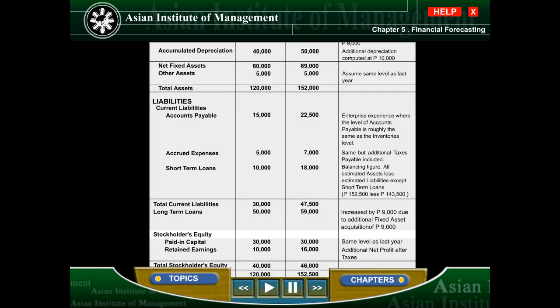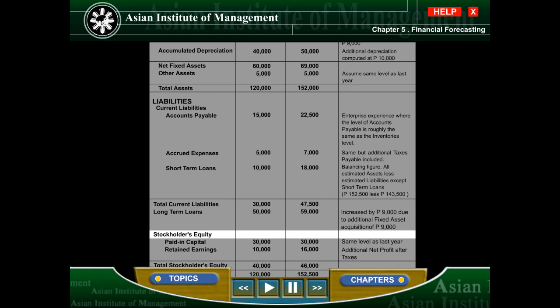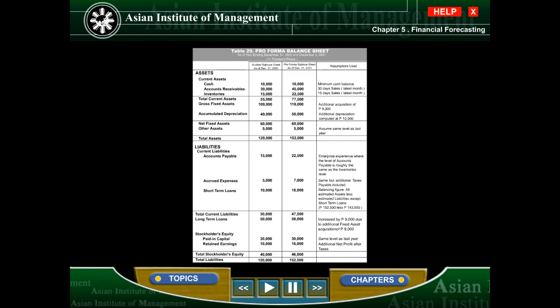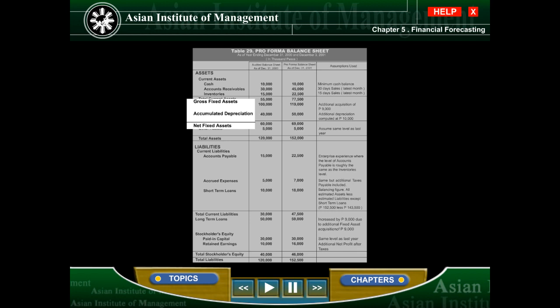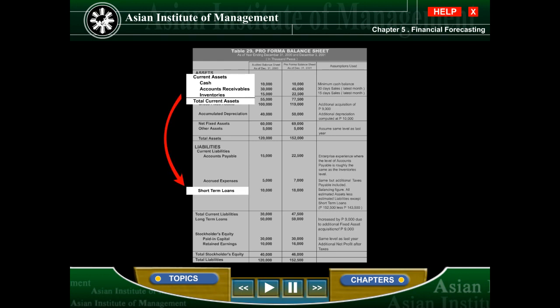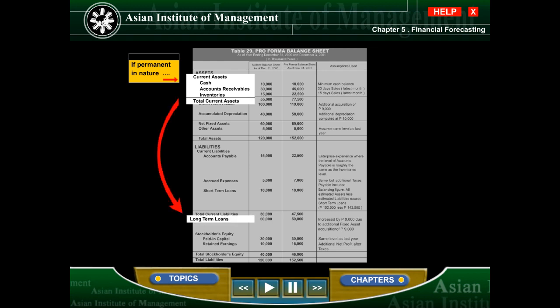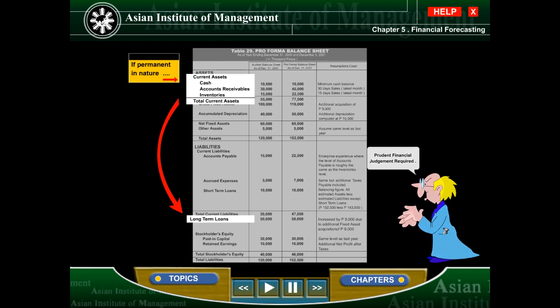Once the forecaster has estimated the stockholders' equity, he can now go back to the loans. If the shortfall in financing is largely due to the acquisition of fixed assets, then the forecaster should increase the long-term loans accordingly to finance the shortfall. If the shortfall, however, is largely due to increases in current assets, then the forecaster can increase the short-term loans. If the increase in current assets is permanent in nature, meaning it is not a seasonal increase in current assets or working capital, then the forecaster may decide to obtain long-term loans instead. Here, prudent financial judgment is required.